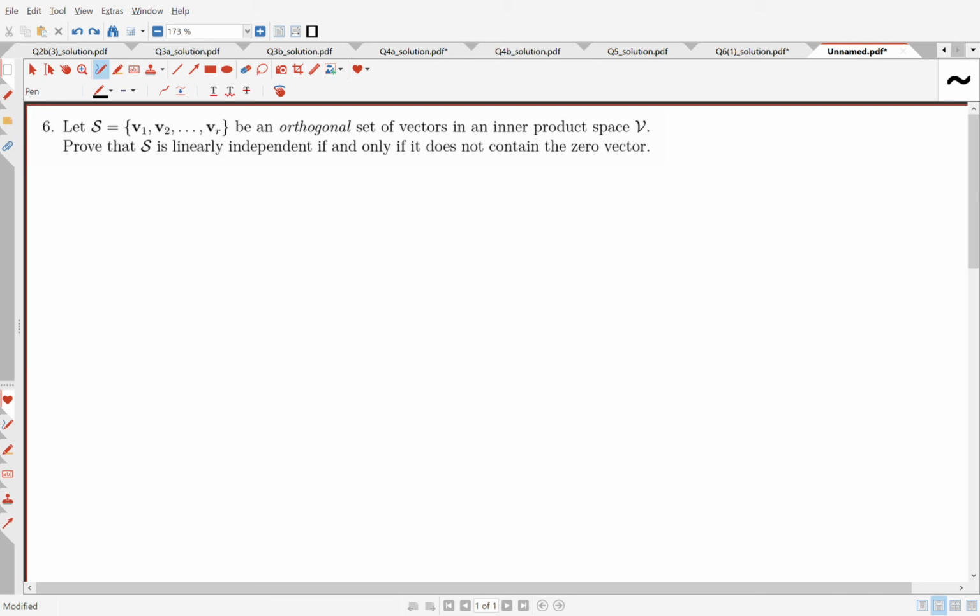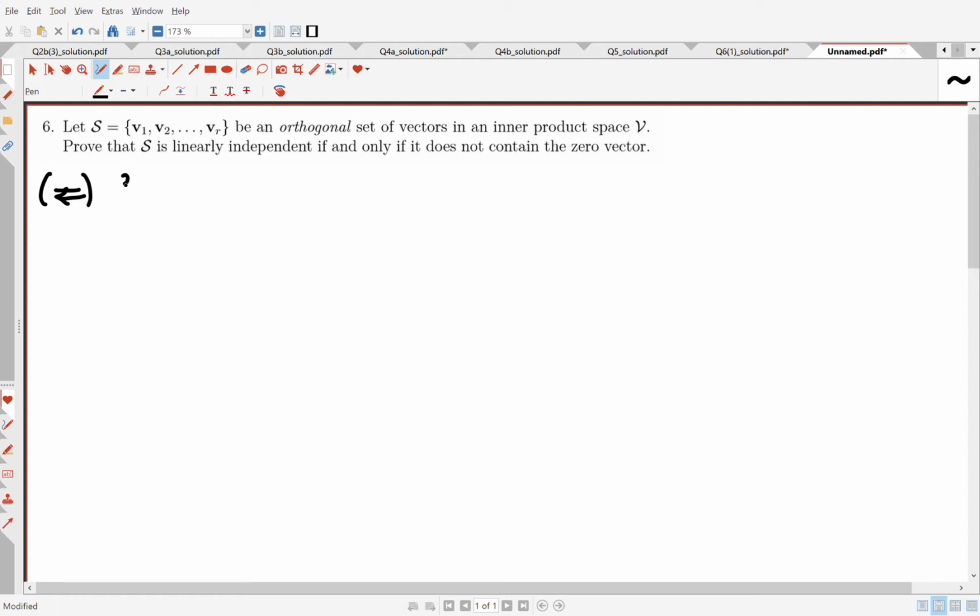Okay, let's prove the other direction. So I want to prove that if S does not contain the zero vector, then S is linearly independent. I think this direct proof is not so difficult. Okay, so we do a direct proof.